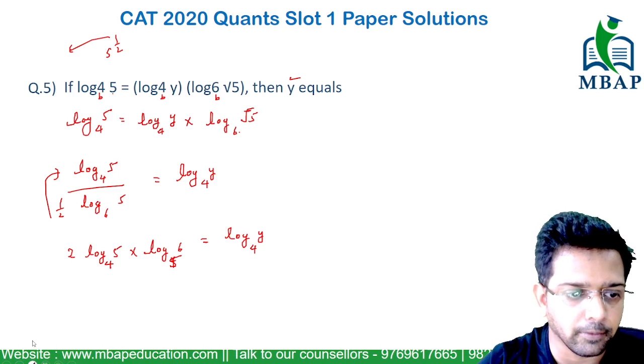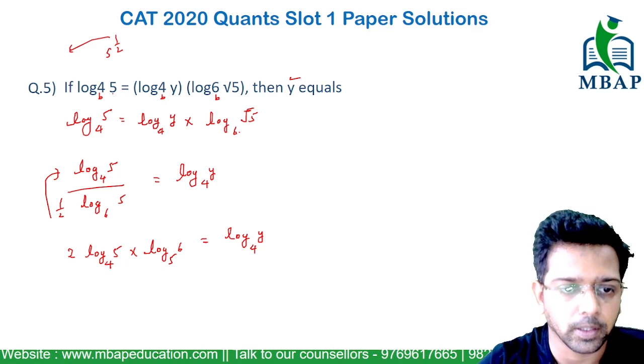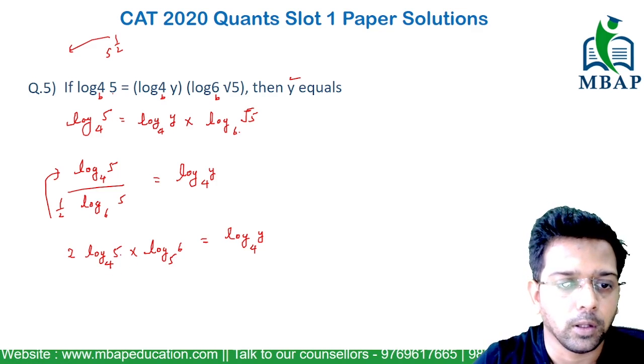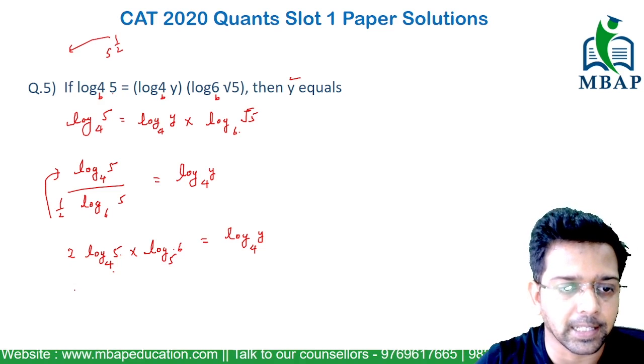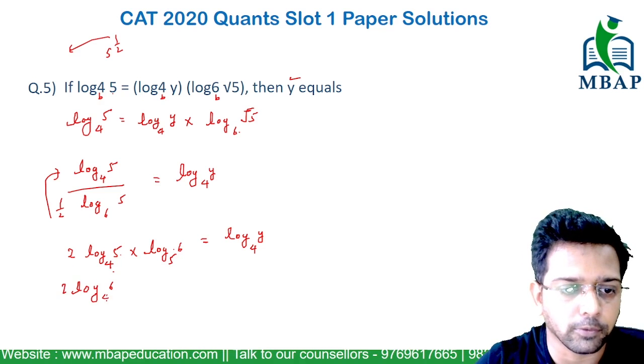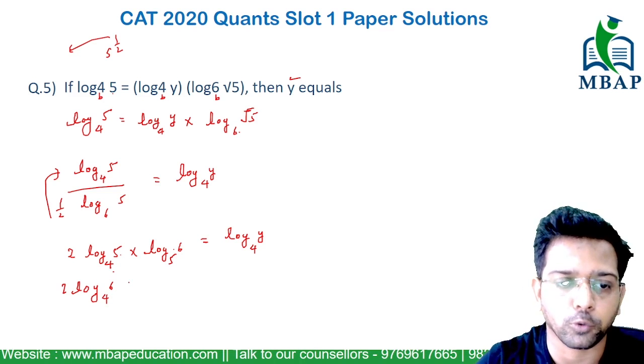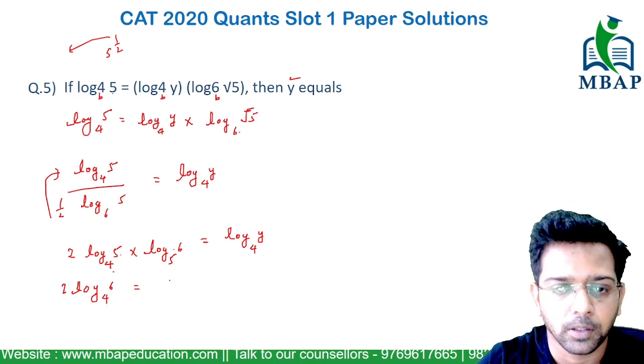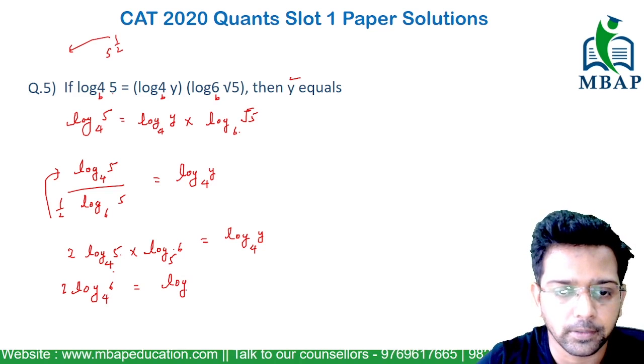Let me rewrite this to be as 5. Okay. Now this is 2 times log 5 by log 4 into log 6 by log 5. Log 5 will get cancelled. So this will become 2 times log of 6 to the base 4, which is log 6 by log 4, because 5 will get cancelled, will be equal to log of y to the base 4.